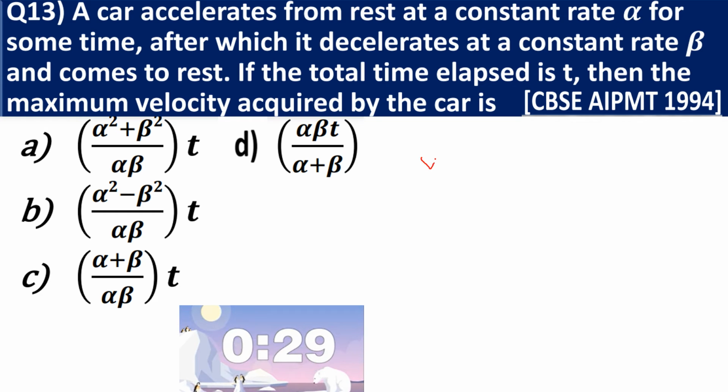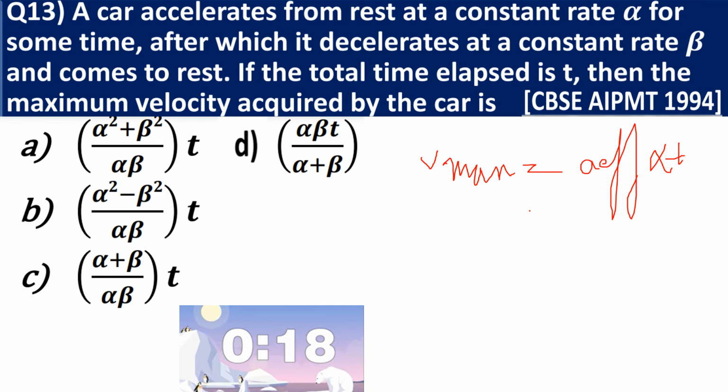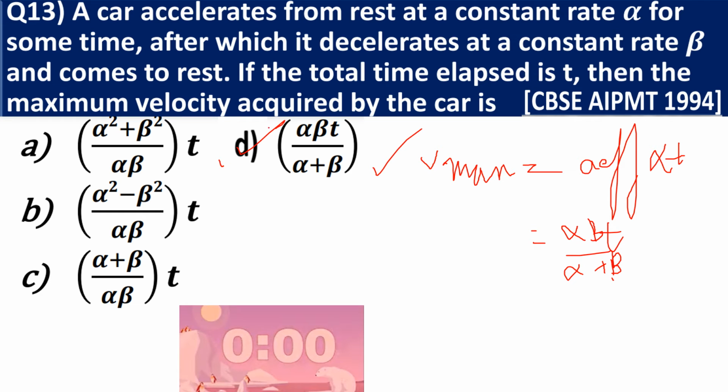You know, v max is A effective into T. I have written A effective in bold for that. Now v max, A effective will be alpha beta upon alpha plus beta, times T. So v max is alpha beta T upon alpha plus beta. So the answer will be D. Most of you have also seen it.